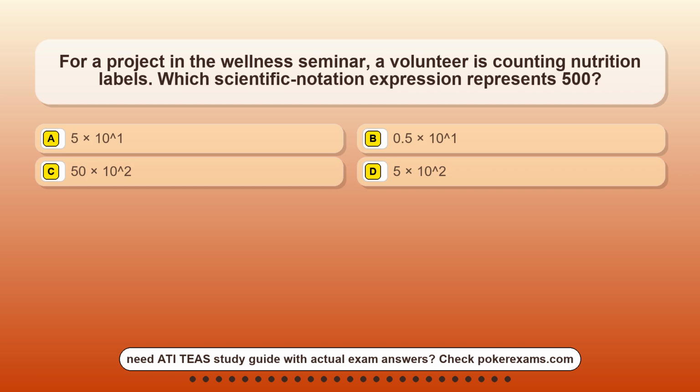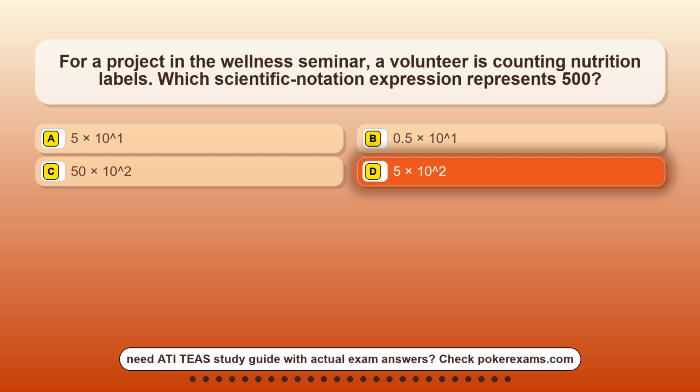Question 6. For a project in the wellness seminar, a volunteer is counting nutrition labels. Which scientific-notation expression represents 500? Option A, 5 times 10 to the power of 1. Option B, 0.5 times 10 to the power of 1. Option C, 50 times 10 squared. Option D, 5 times 10 squared. The correct answer is option D, 5 times 10 squared.